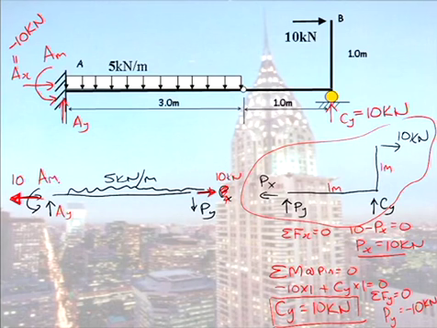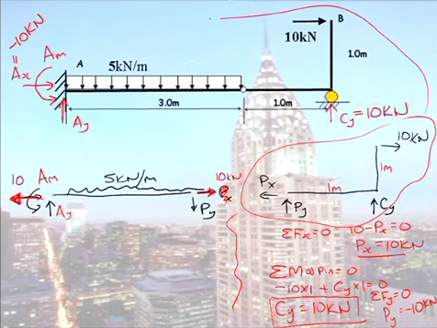So at this point in time, you have two options. You could now move to the free body diagram on the left-hand side, or you can go back to looking at the system as a whole. Because if you come up here and look at the free body diagram of the system as a whole, you now only have your two unknowns.